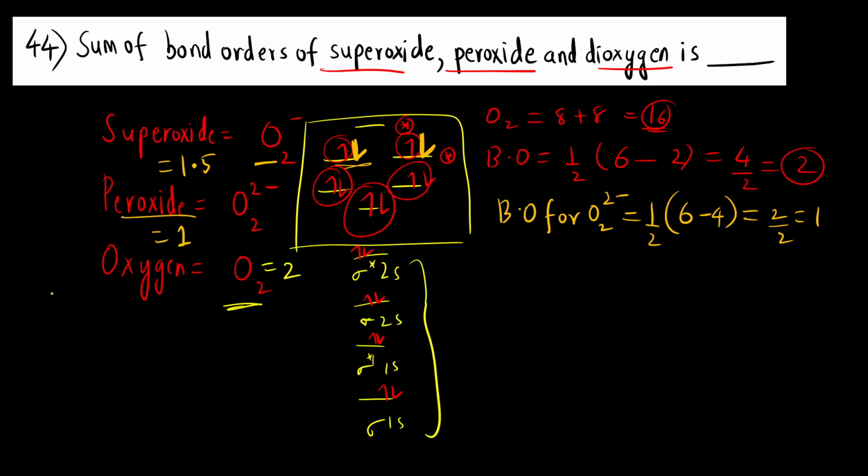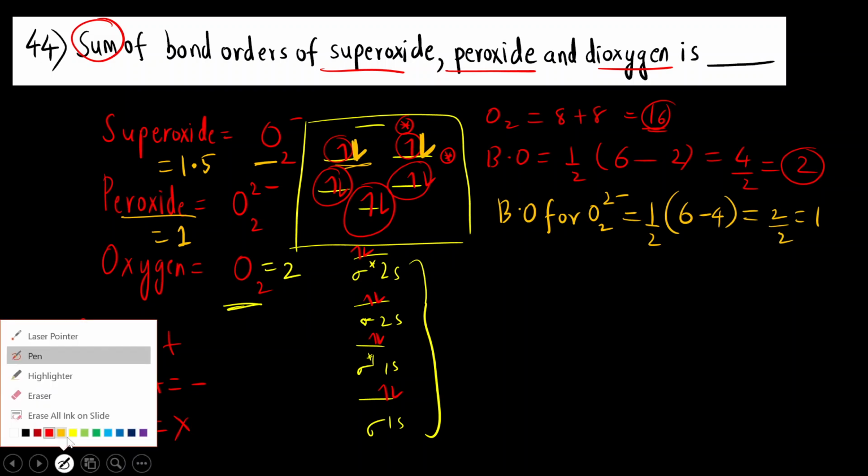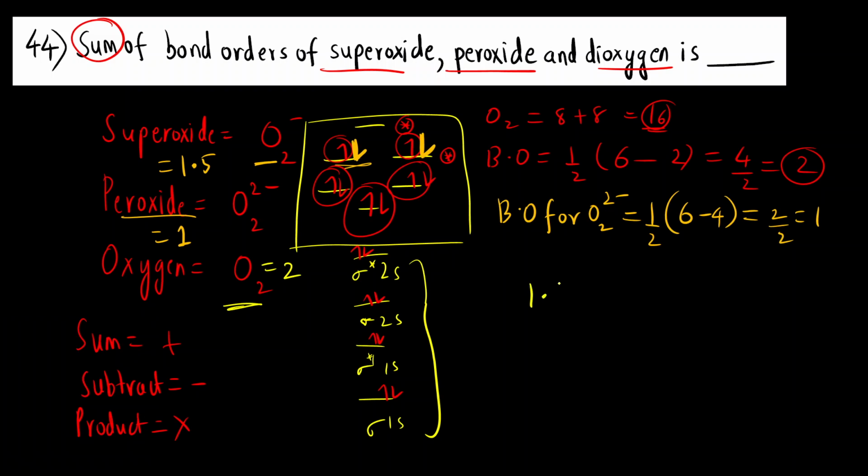Now what we have to do? Sum. Now what is the meaning of sum? Sum means addition, you have to add. Subtract means minus. Product means you have to multiply. So sum means you have to add all of them. Let us add all the values.